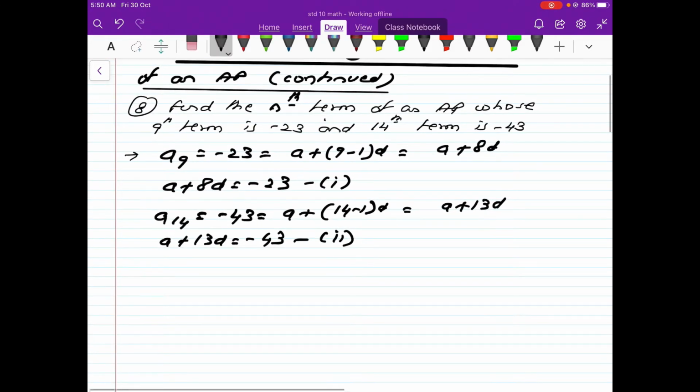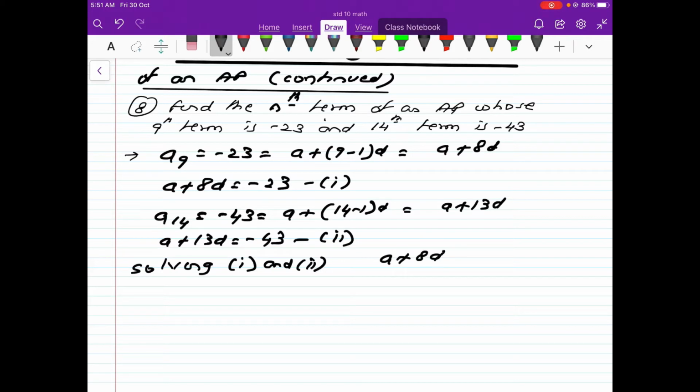So we will do it by the same method. Solving 1 and 2. So it is a plus 8d is equal to minus 23 and this is a plus 13d is equal to minus 43. I will just subtract this. So this is 0. 8 minus 13 means minus 5d is equal to minus 23 minus of minus 43, which means plus 20. Therefore d is equal to minus 4.